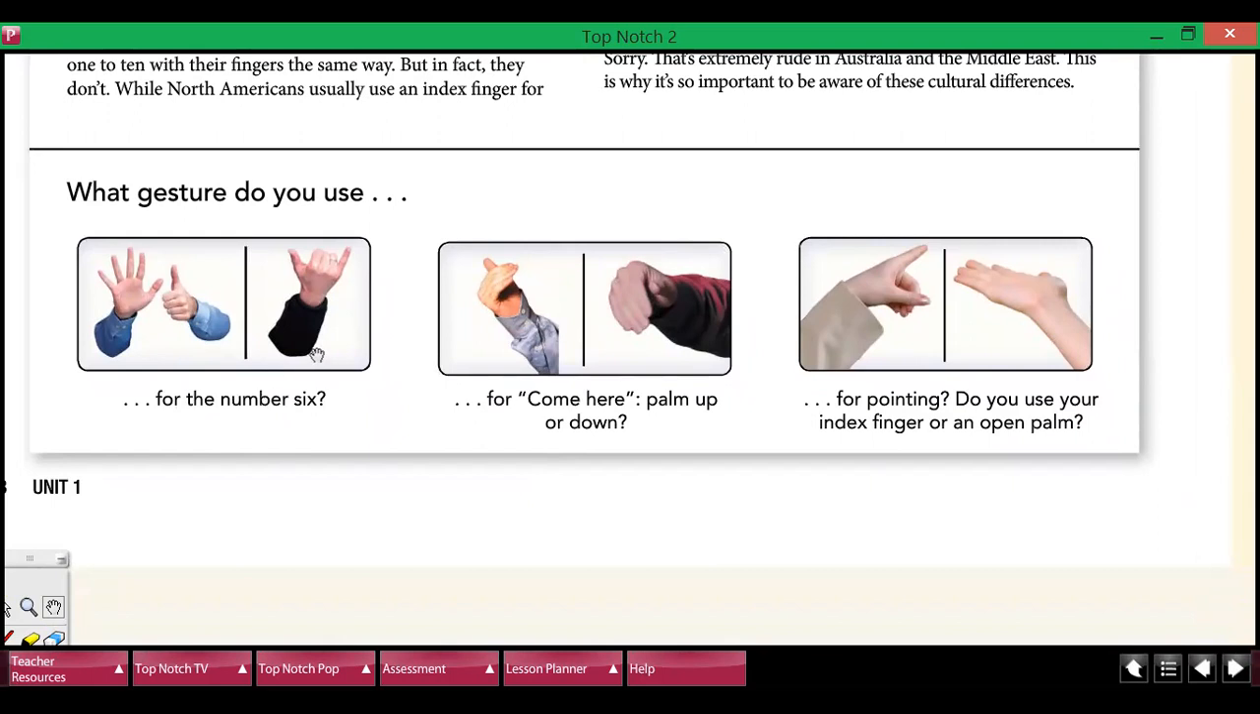What gestures do you use for the number 6? Okay, this or this? In my case, I do it like this. For me, this is number 6. What about you guys? With your hands, what is number 6? For me, the same: the palm open and the index. So this is number 6.